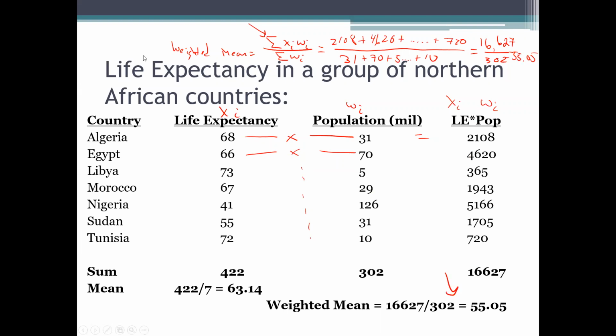And I'll answer your question in the chat in a second. And that's a better mean, taking into account the population of each country, okay? So let me ask you a question before I answer Joanna's question. Does that make sense why we would need a weighted mean for this specific example compared to just a normal mean?